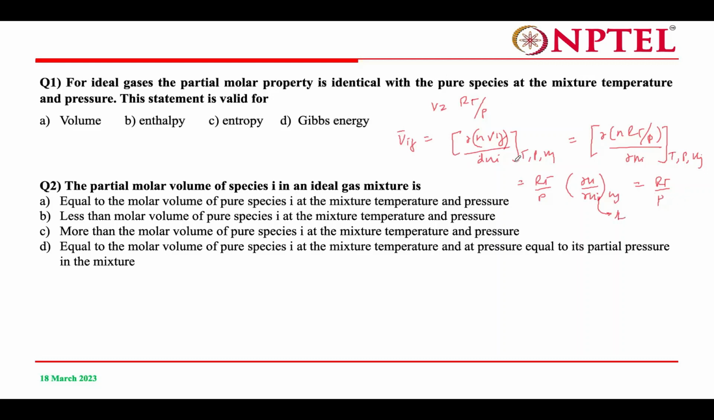So here the volume, it means almost equal, right? Vi equal to RT by P. So you can derive for the other properties also, but the statement is valid for only the volume. The partial molar property of an ideal gas is identical with that of the pure species at the mixture temperature and pressure. The partial molar volume of species i in an ideal gas mixture is equal to the molar volume of pure species i at the mixture temperature and pressure.